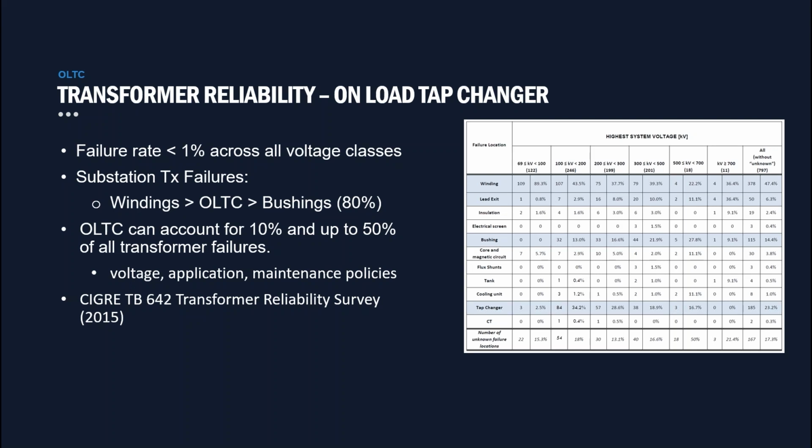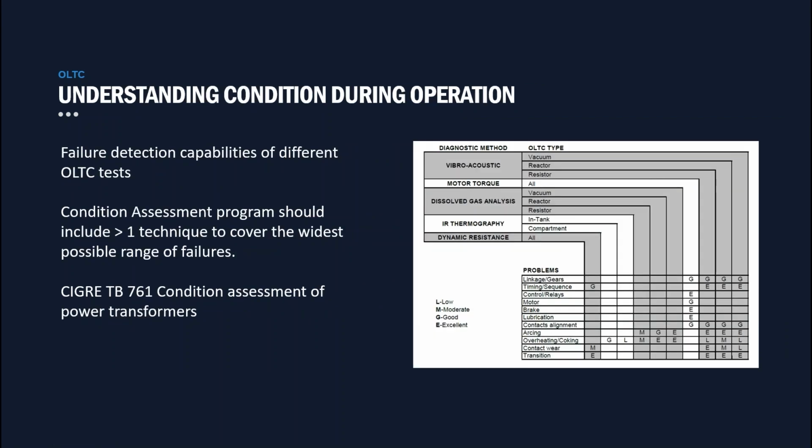The table on the right is taken from this particular CIGRE reliability survey, and it quite nicely shows you how the frequency of the failure location changes according to the different voltage classes. With the tap changer, for instance, there's quite a big increase in the percentage of failures in the tap changer as the voltage increases from this to this. So how do we understand the condition of an on-load tap changer during operation?